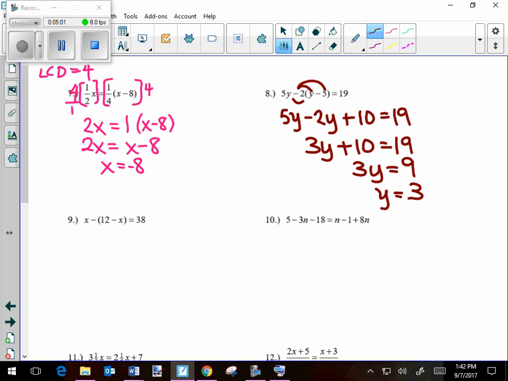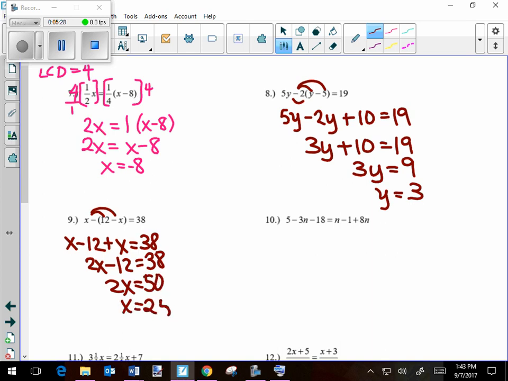In a question like number 9, the x is not getting distributed through the parentheses. It is not smushed up against them. The only thing smushed up against them is this minus sign the x carries along. So instead of being positive 12, it'll be negative 12. Instead of being negative x, it'll be positive x. I end up having 2x minus 12 equals 38. 2x is equal to 50. x is equal to 25. So final answer, 25.